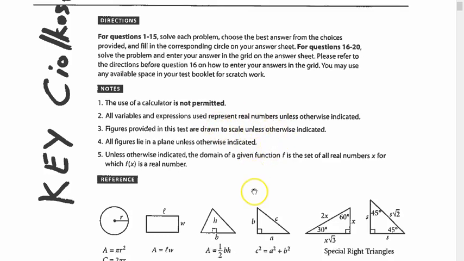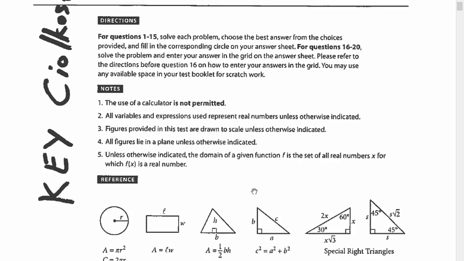So going through a couple of these notes, all variables and expressions used to represent real numbers unless otherwise indicated. So with that said, we're assuming a variable is working with real numbers, so these are the standard number system we're used to working with. Basically, that means i is not involved unless they say it can be.